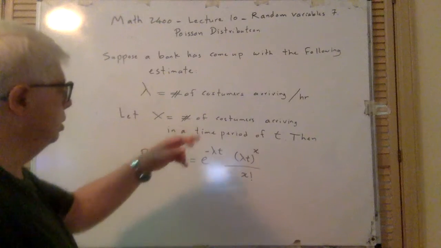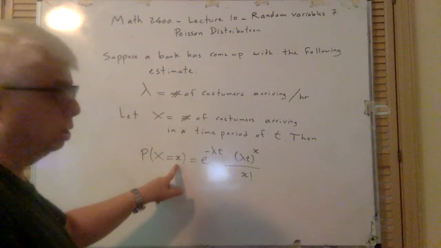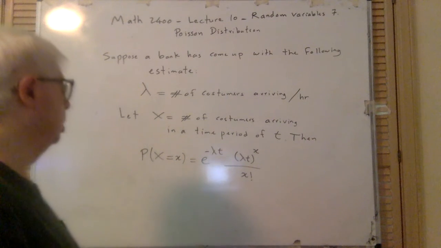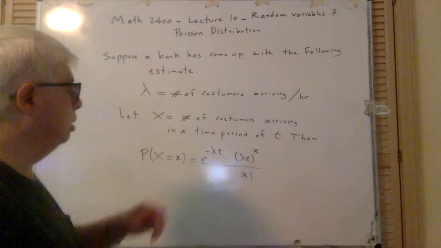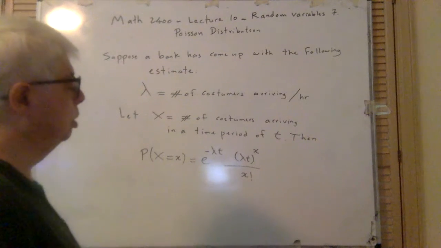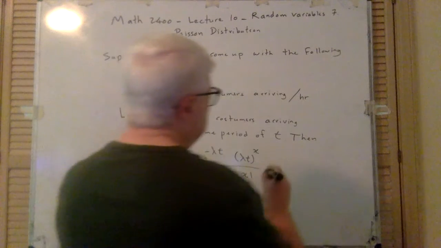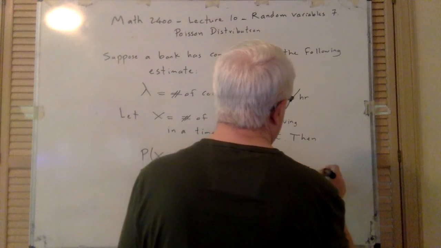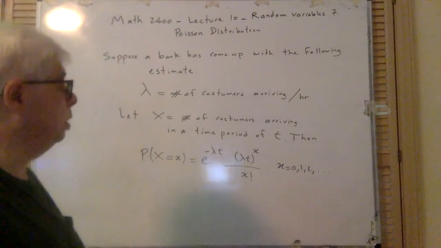So if X is this random variable, then the probability that X is x, and this is an integer, right? You don't say 2.5 customers. You just have an integer here starting at 0, and that is e to the power minus lambda t times lambda t to the power x over x factorial. And x is 0, 1, 2, and so on.